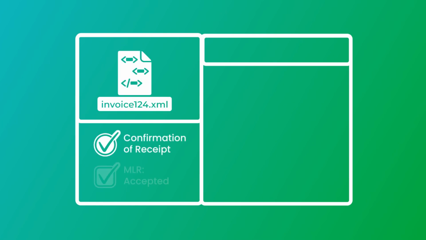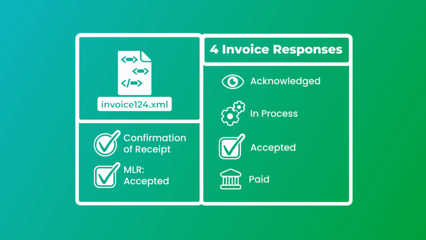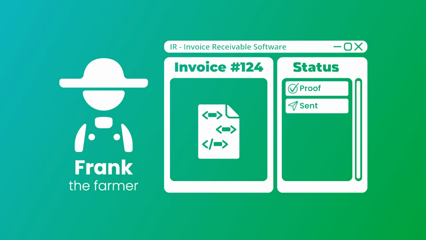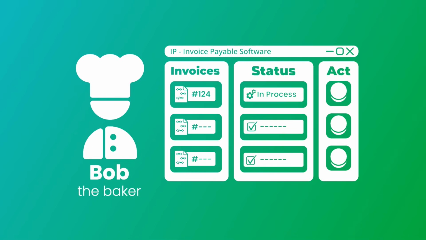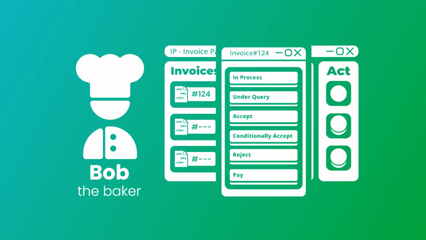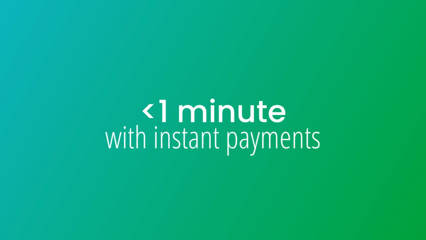During this journey of invoice 124, one invoice, one confirmation of receipt, one MLR, accepted, and 4 invoice responses, acknowledged, in process, accepted, and paid, were transferred in a matter of seconds. Frank had full visibility on what was going on. Bob was able to automatically process the document and keep his supplier informed. No human intervention was required except for Bob to validate the payment. The whole process can take less than a minute with instant payments.